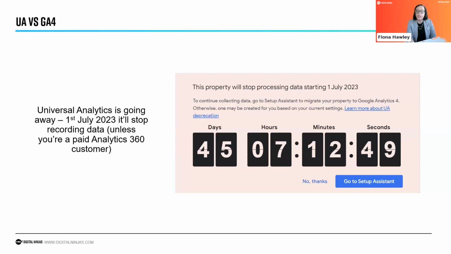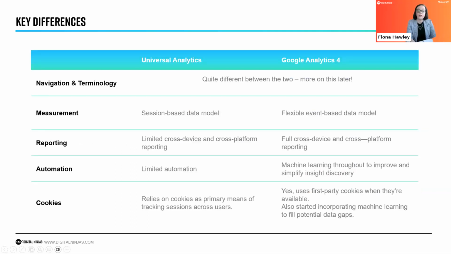In addition, GA4 is better suited to meet the needs of modern organizations, which often have multiple digital touchpoints and rely on data to make informed decisions. By upgrading to GA4, we can gain a more complete and accurate view of users and their behavior. So, some key differences between Universal Analytics and Google Analytics 4.